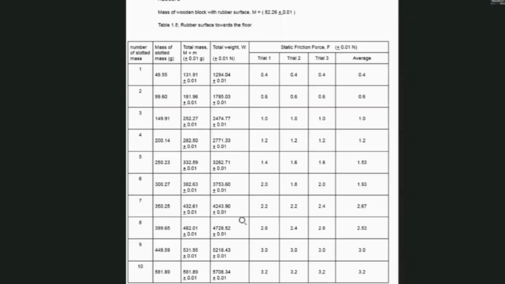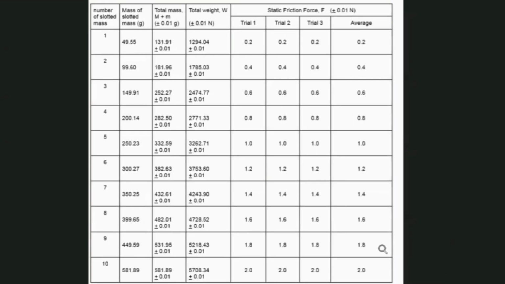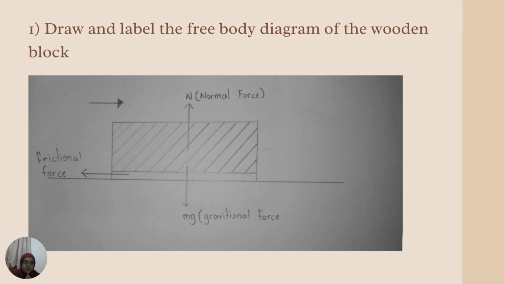Results for experiment 2. Here are the results for the rubber surface, and here are the results for the wooden surface. In the frictional force experiment, we have 4 questions in analysis. The first one is draw and label the free body diagram of the wooden block. This is the diagram. As we can see, the upward is a normal force, the downward is gravitational force, and the backward is frictional force.